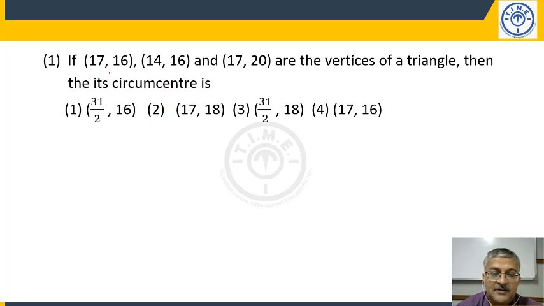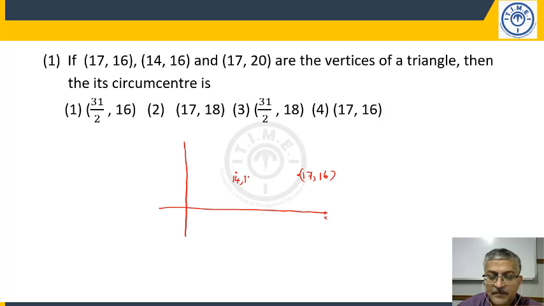Let us just observe these three vertices. We simply plot these three vertices on the graph sheet. We observe this is the y-axis and this is the x-axis. So simply (17,16) is roughly here, (14,16) is here, and (17,20) is here.